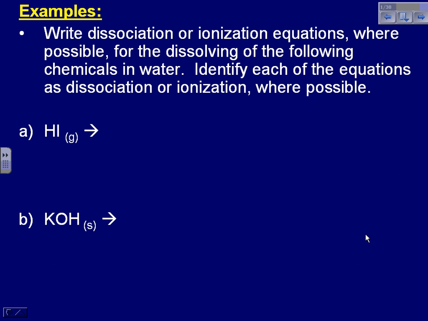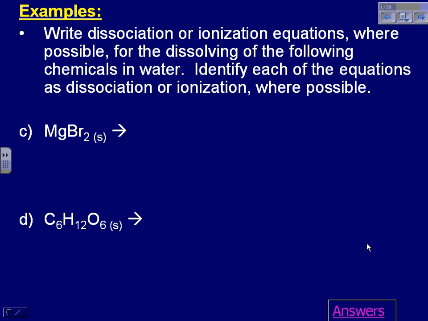There are some examples. Again, I'm not going to go through those. This is going to be an ionization. This is going to be a dissociation. Again, some more examples. This is going to be a neutral salt, and this is a neutral molecular substance.